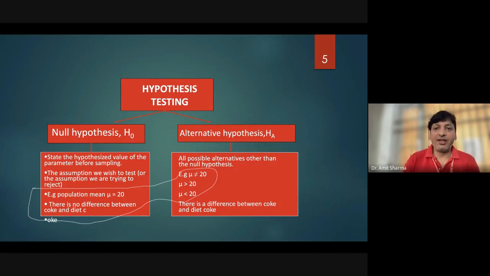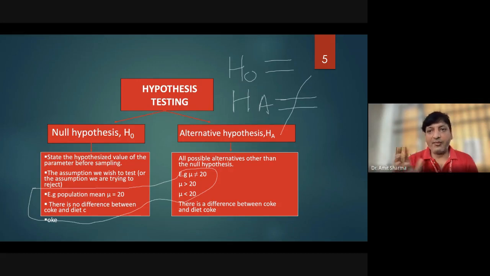Whenever you're writing an H naught, it means you are stating equivalence, and whenever you are writing the alternative hypothesis, you are rejecting this. Obviously we are comparing in both. Whenever you are quoting a null hypothesis or an alternative hypothesis, you are quoting different samples. That samples A, B, and C are equivalent.